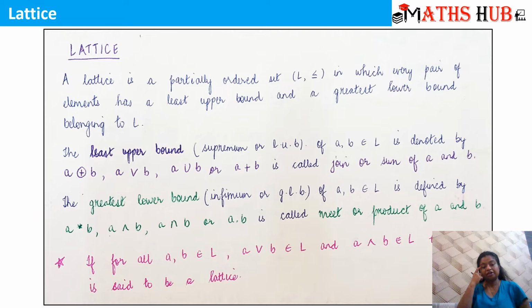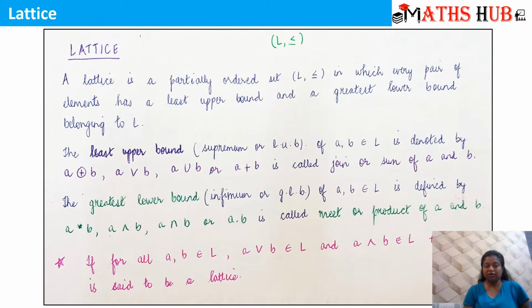So let's come to the definition of a lattice. A lattice is a partially ordered set, given by the symbol L and less than equal to, in which every pair of elements has a least upper bound and a greatest lower bound belonging to L. That means in any poset L with less than equal to sign, if you take any two elements in that poset and it has the least upper bound and a greatest lower bound, then it will be called a lattice.